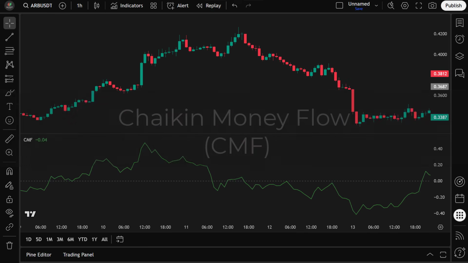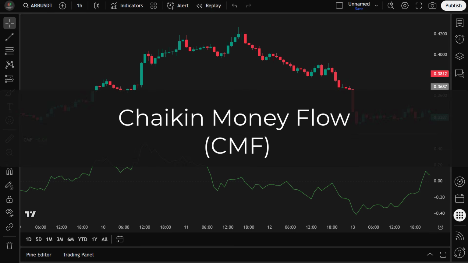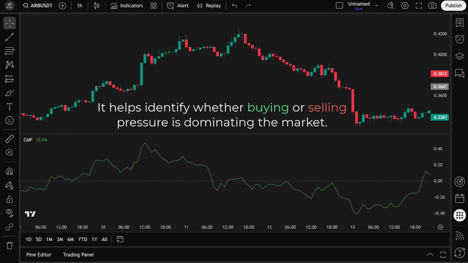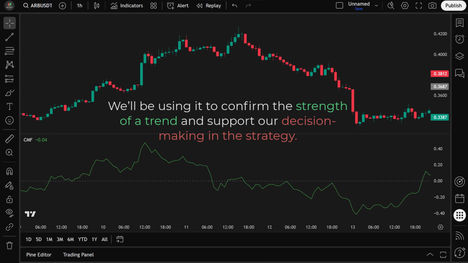2. Chaikin Money Flow. The Chaikin Money Flow, or CMF, is a volume-based indicator that measures the amount of money flow over a specific period. It helps identify whether buying or selling pressure is dominating the market. We'll be using it to confirm the strength of a trend and support our decision-making in the strategy.